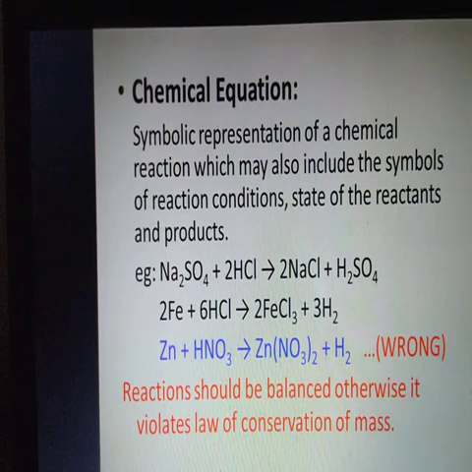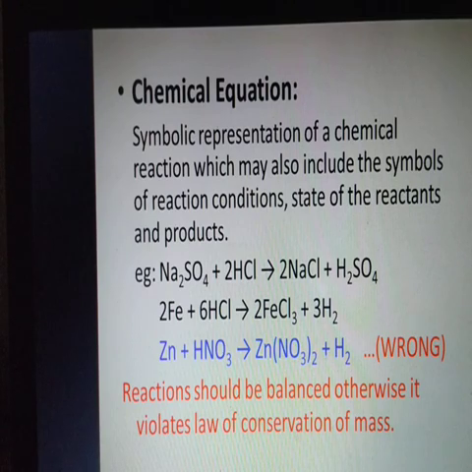Chemical equation, we read about over there: the symbolic representation of a chemical reaction, which includes the symbols, the reaction conditions, the reactants and the products. Examples are there. Once again I repeat, balanced reactions are a must. Reactions should be balanced, and for that reason it has been highlighted separately. I have also written that one reaction is not balanced, so that is wrong. Zinc plus nitric acid gives zinc nitrate plus hydrogen; this reaction is not balanced, and such reactions are totally wrong. Reactions should be balanced, otherwise it violates the law of conservation of mass. Okay?